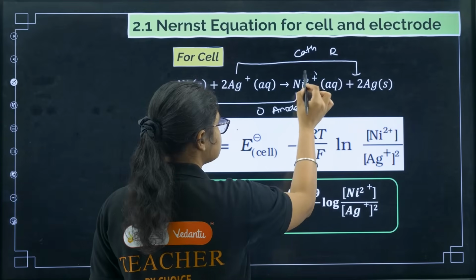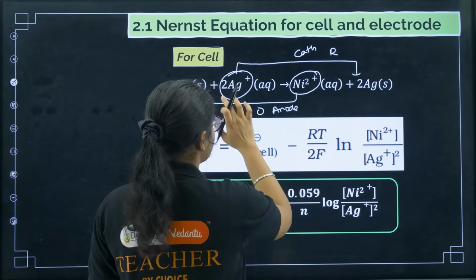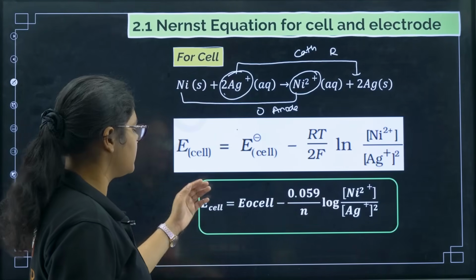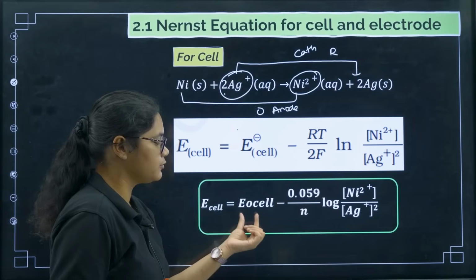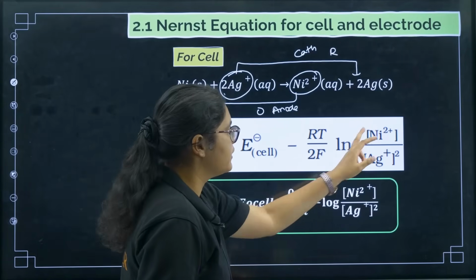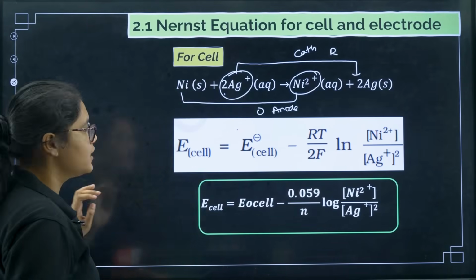So you have to take products ions divided by reactant ions. So reactant ions are there and that has to be taken to the power of 2. Okay. Now here you can modify it. E of the cell is equal to E naught of the cell minus 0.059 by n log nickel 2 plus by silver plus square. Clear?